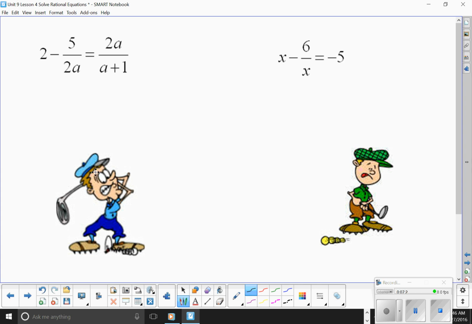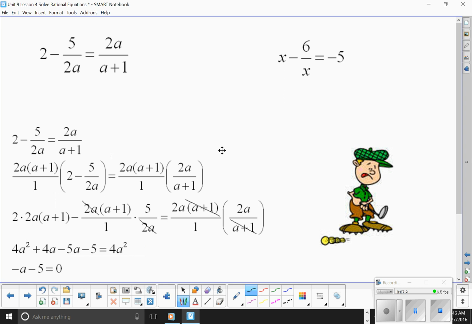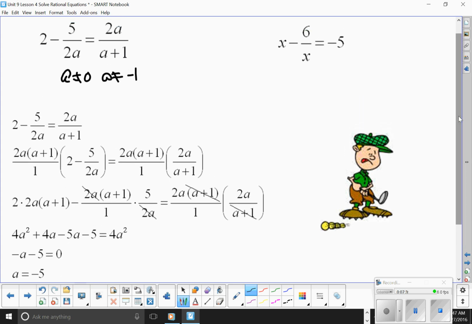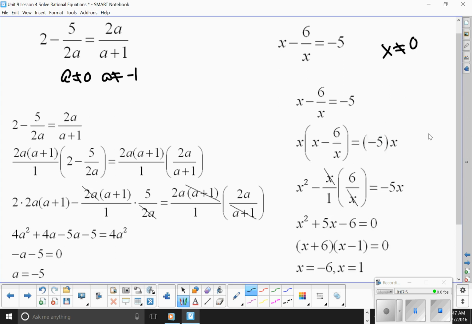Do you have it? Let's see. Now remember, up here, my restricted values: a does not equal 0, a does not equal negative 1. I come all the way down and I find out that a is equal to negative 5. That'll work. Over here, x does not equal 0. I solve: x equals negative 6, x equals 1. Great! Both of those will check.